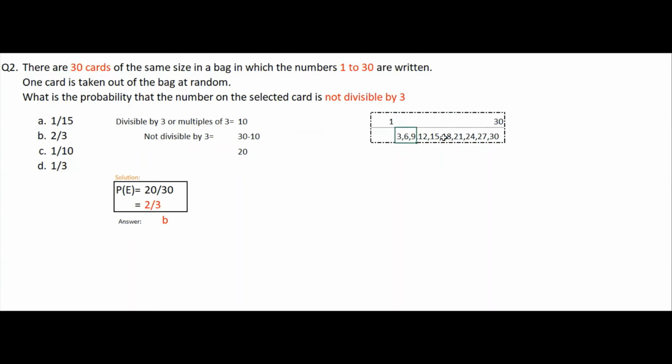Now you can write the multiples of 3 as 3, 6, 9, 12. 3 ones are 3, 3 twos are 6, 3 threes are 9, like this up to 30. So these are total 10 numbers. So the numbers divisible by 3 are 10. So the numbers not divisible by 3 are 30 minus 10, that is 20. So now the probability is 20 by 30, that is equal to 2 by 3. So here option B is correct.